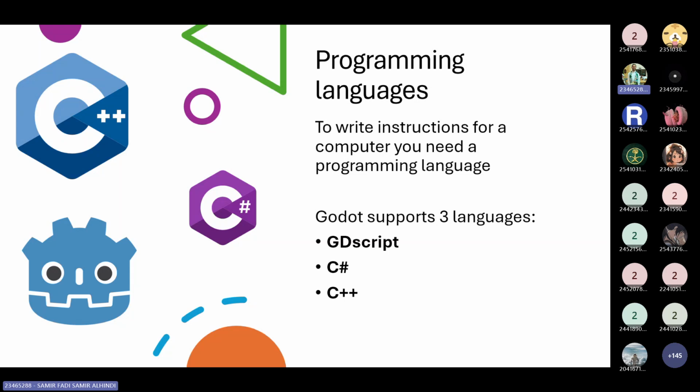So C sharp is, I'd say, when it comes to difficulty, a medium language. So if you were to imagine that C++ is hard, then C sharp is medium hard. You don't have to worry about the memory management stuff, but you still kind of have to worry about types. So there is a bit of overhead. But yeah, Godot supports it.